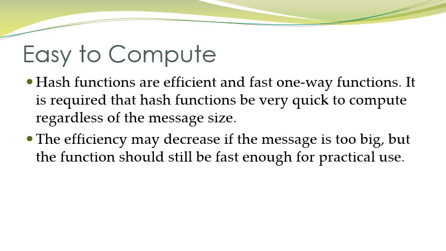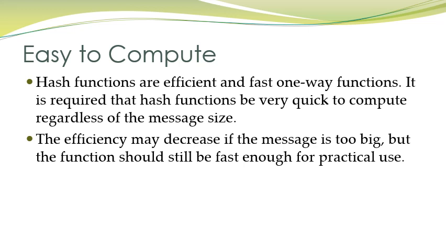Then the second property of the hash function is easy to compute. Hash functions are efficient and fast one-way functions. One-way function means if we give the input, it will produce an output of fixed length. And if we try the reverse function, if we try to construct the original input from the hash value, it is not possible to construct the input value from the output hash value. This is the one-way function.